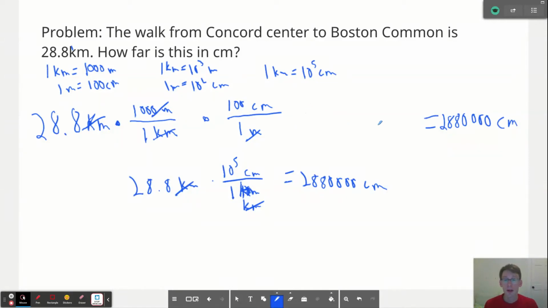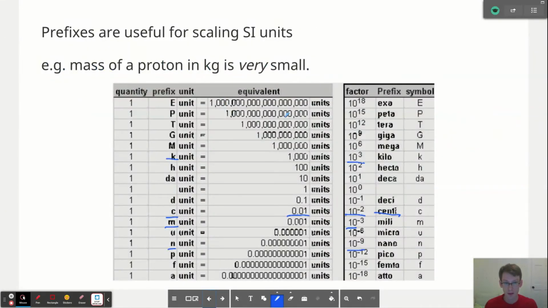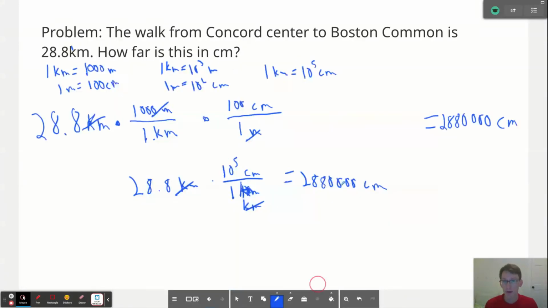Anyway, for now, you have how to do metric conversions. Again, you really need to focus on understanding this chart, knowing what hecta is, what peta is, what micro is, etc., and how they can be used to scale the units. Then from there, it's just a little bit of math.